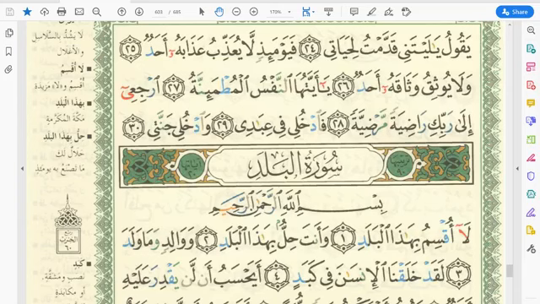I'm excited to show you that one, since we came across it. Look at that one. يا أيتها النفس المطمئنة، ارجعي إلى ربك راضية مرضية. Notice here, فادخلي في عبادي وادخلي جنتي.